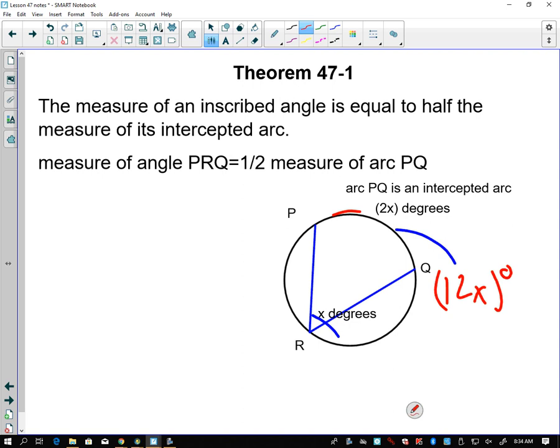Six x degrees. What did you do to get that? What did you do to 12x to get 6x? You cut it in half. You divided by 2. Okay. All right, this is still taking us too long, to multiply by 2 and divide by 2.